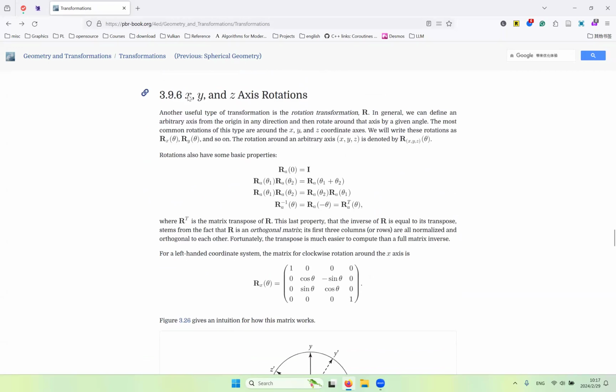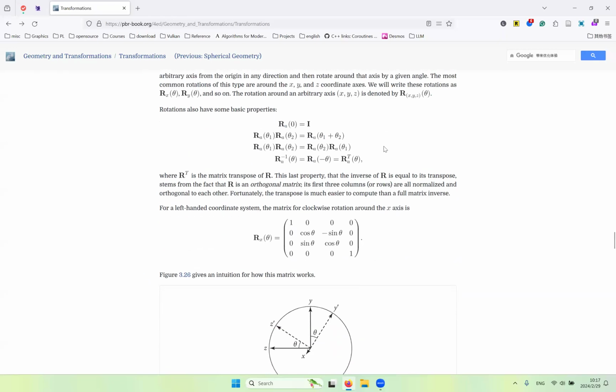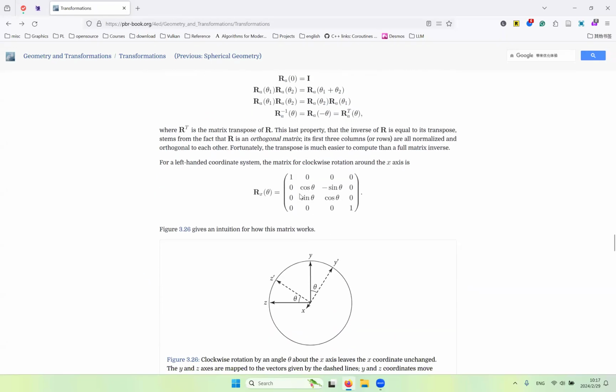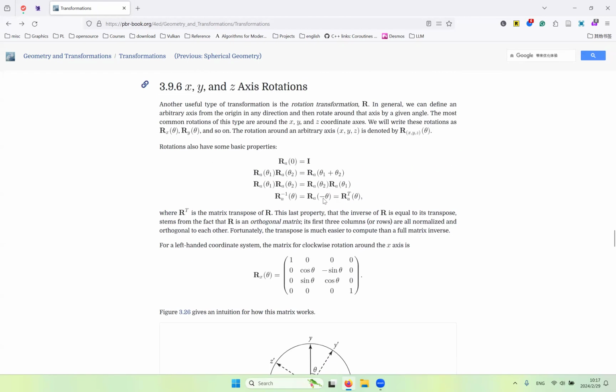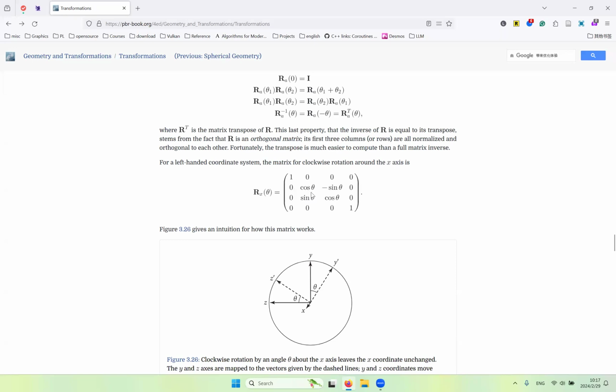And then x, y, z axis rotation. This is just generalized 2D rotation into 3D, so we can see these sine and cosine terms, and we just put them in. Trying to understand why the cosine and negative sign appear there is a bit complicated, but it's a fun exercise.